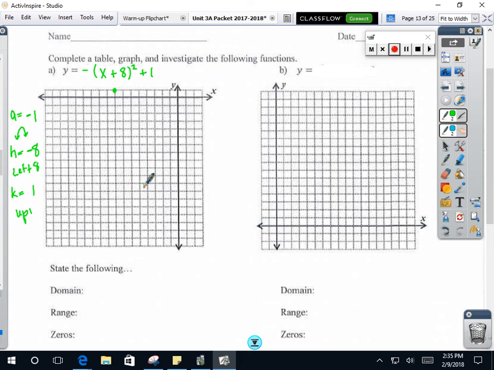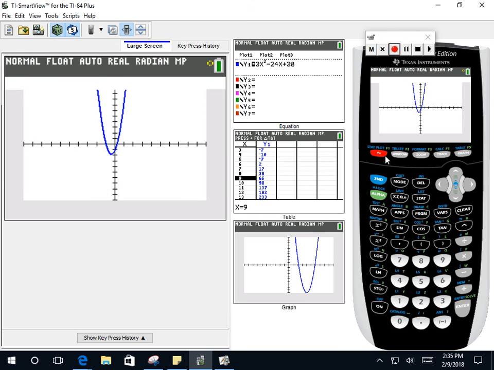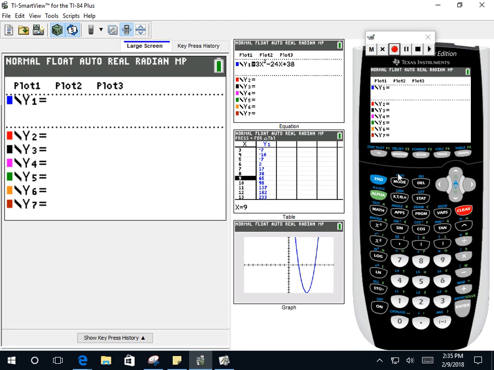Okay, now, we know it's going to open down, but to figure out exactly where the points are, we're going to graph it on the calculator. So go ahead and graph that in the calculator. Y equals negative, parenthesis, x plus 8, parenthesis squared, plus 1. It's on the board.